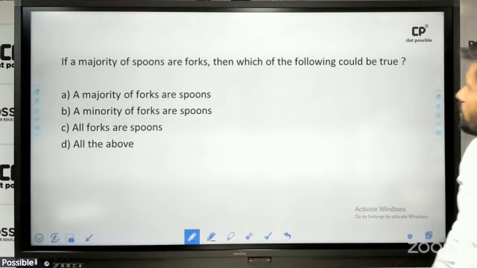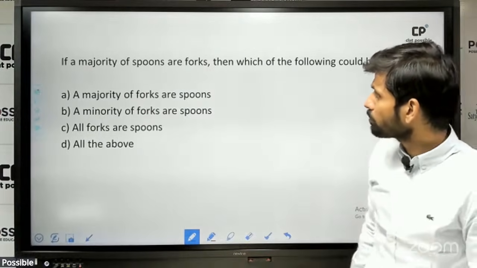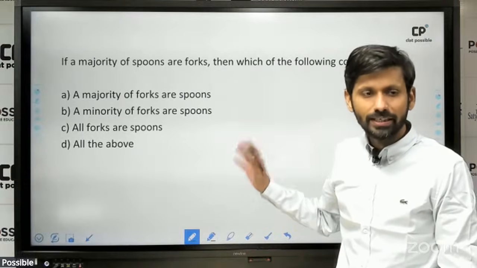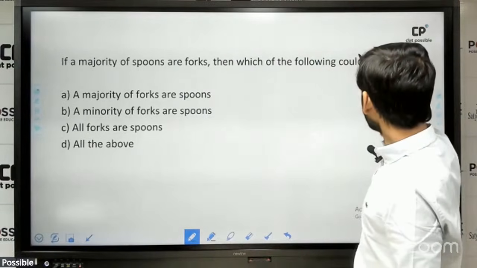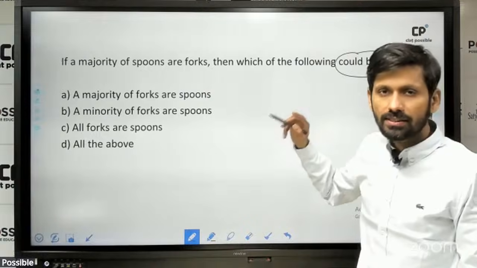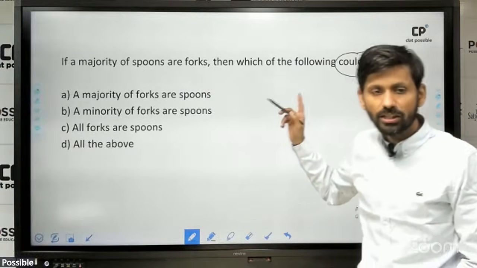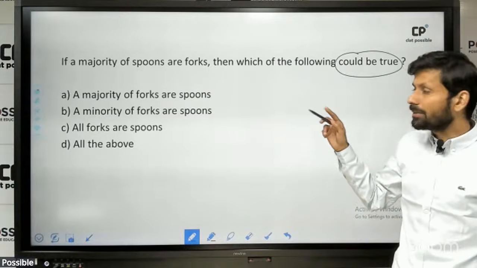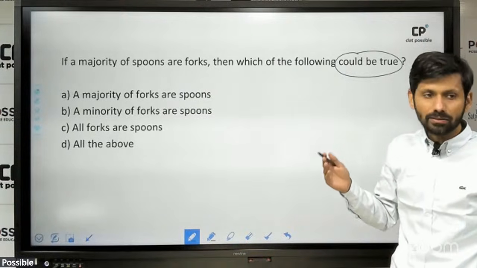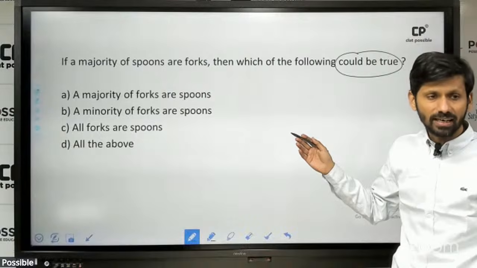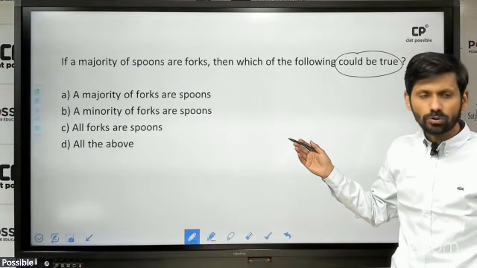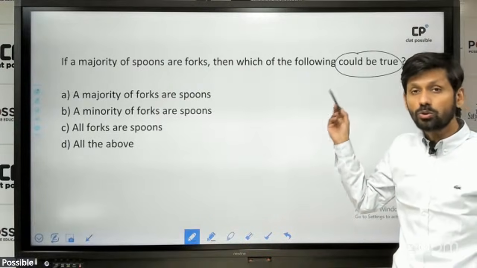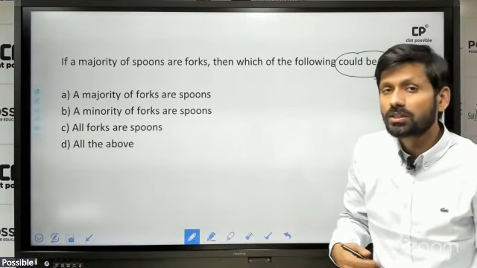Okay, so it's given to us if a majority of spoons are forks, and this question is not difficult. It's just that we have to be careful about the question stem itself. Now, in this question, they are not asking you which one of the following is true, right? Many people read it that way and got confused. Again, this is, I think, AILET 24 or 25. So could be true is they are asking you which one of them is a possibility.